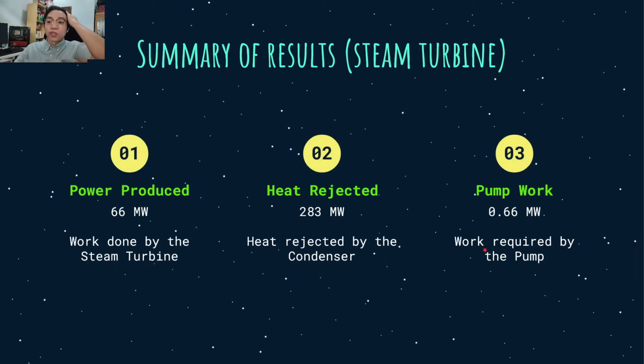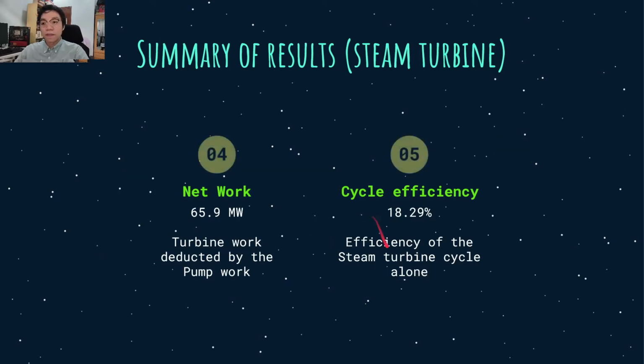Our power produced for the steam turbine is 66 megawatts, heat rejected by the condenser is 283 megawatts, and our pump work, as we've said earlier, is 66 kilowatts or 0.66 megawatts. Our net work is 65.9 megawatts, and we have a cycle efficiency of 18.29%.